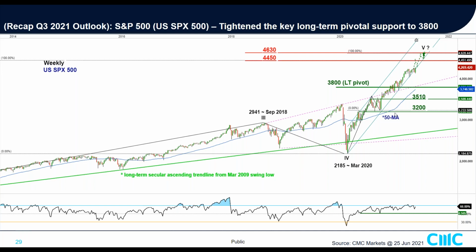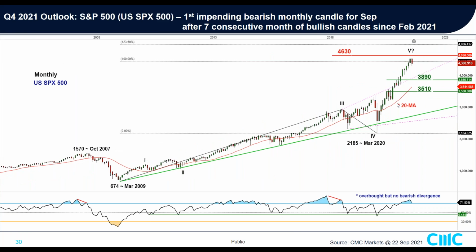Okay, so now for this month, it started to show a bearish candle. In fact, today was the last day, so more or less it will be a bearish candle. This was the 22nd of September. So after 7 consecutive months of bullish candles since February, now it started to show a bearish candle on the monthly. Okay, so a bit of weakness has been seen here, overbought, but there's no bearish divergence yet at this moment in time.